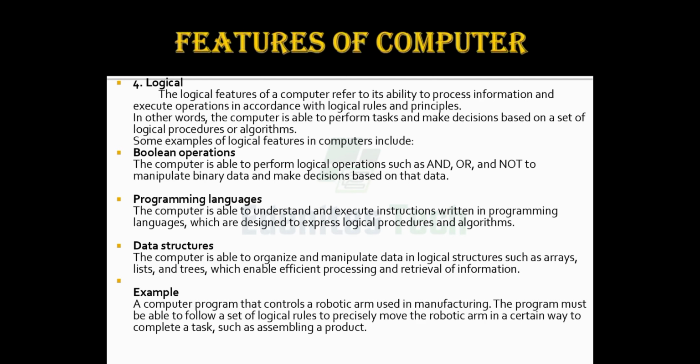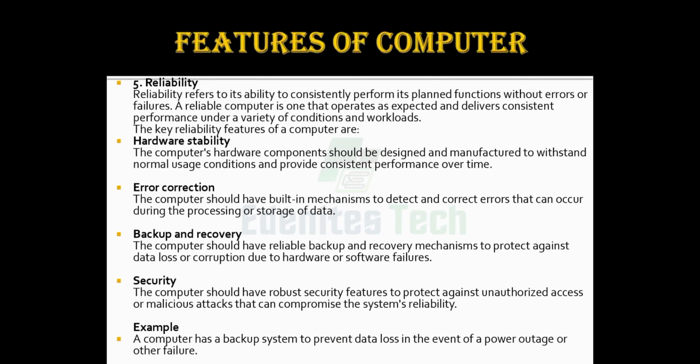For instance, a computer program that controls a robotic arm used in manufacturing. The program must be able to follow a set of logical rules to precisely move the robotic arm in a certain way to complete a task, such as assembling a product. Moving on to the fifth feature, which is reliability.